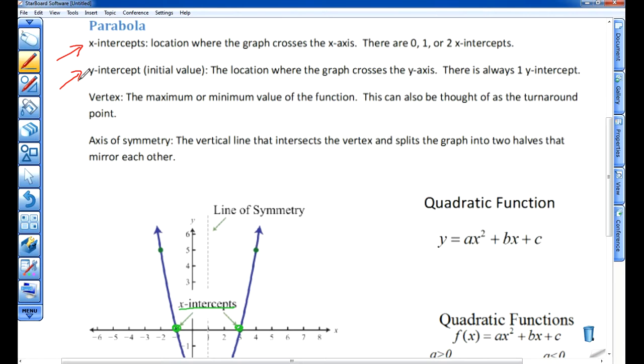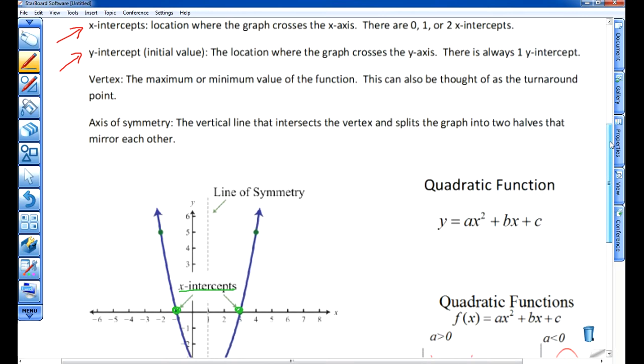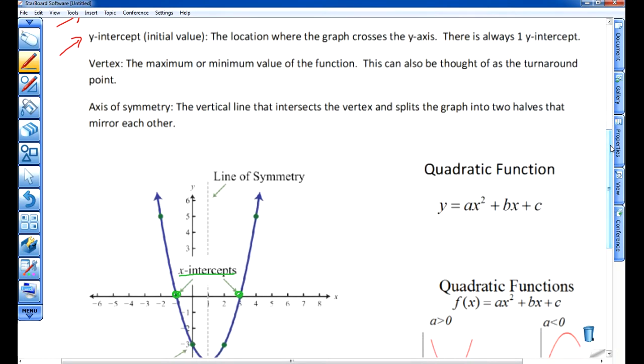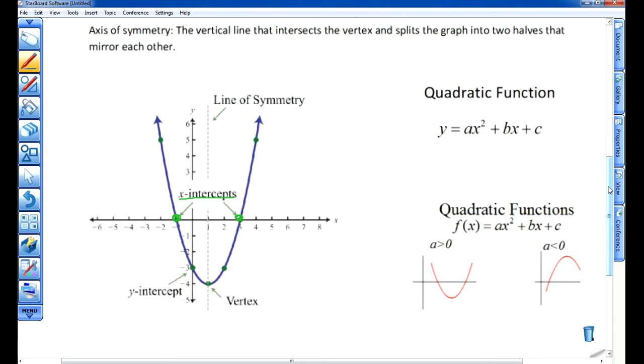The next thing to mention really quick is the y-intercept, sometimes also referred to as the initial value. This is the location where the graph crosses the y-axis. Now, for us, in the example parabola we have down here, that location, the y-intercept right here, is down at y equals -3. Another side note on the y-intercept is that you will always, with a parabola, have one and only one y-intercept.